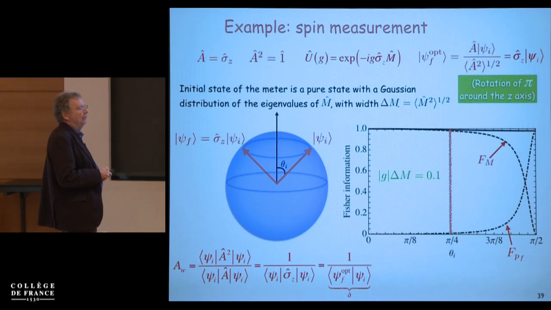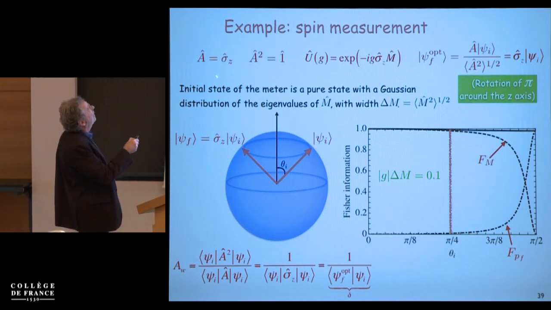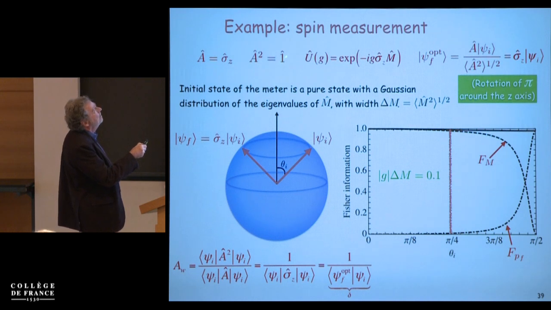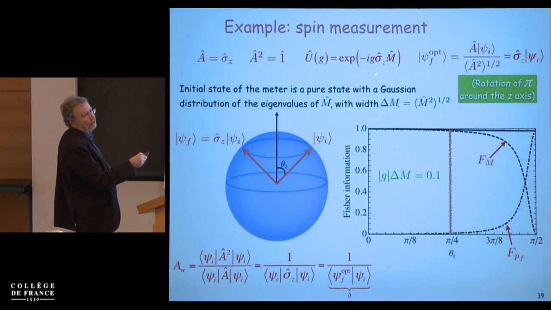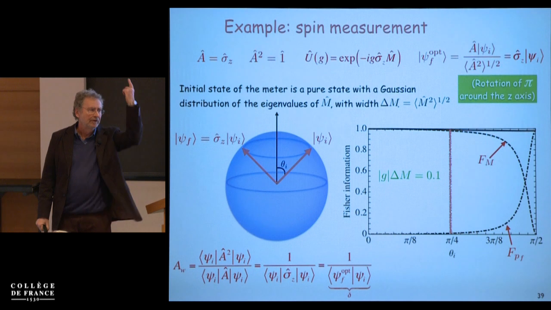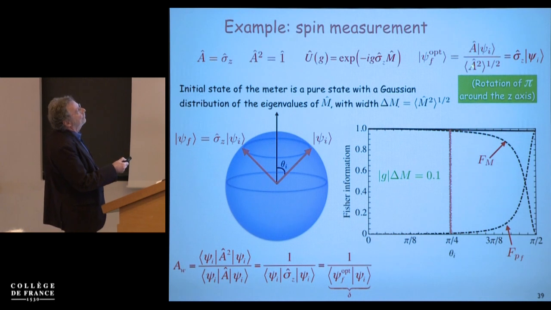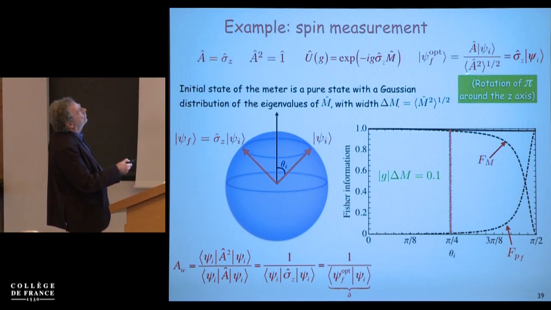so let me give you an example for a spin measurement, and this is going to be my last slide. That could be, for instance, a Stern-Gerlach measurement, where spin interacts with a magnetic field. So in this case, A is equal to sigma z, A squared is equal to 1, and the evolution operator is given by this expression here. Depending on the value of spin, you have displacement, say, in momentum, if you want, up or down. The psi optimal in this case is given by this expression, as I mentioned before. Since A squared is equal to 1, this is just equal to sigma z applied to psi I.